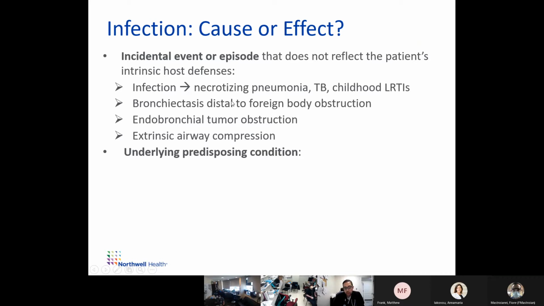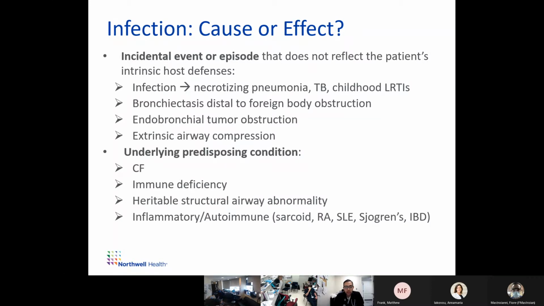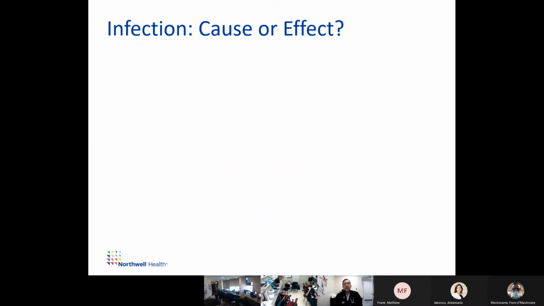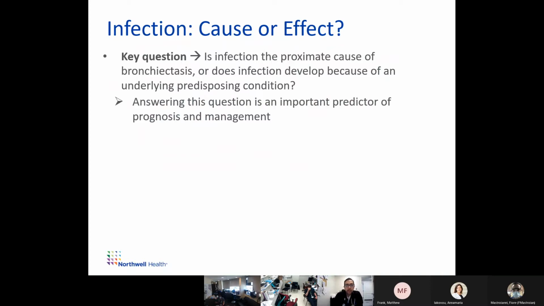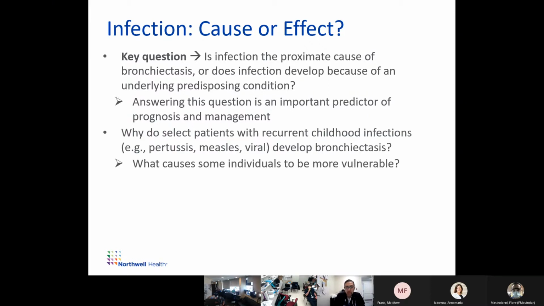So CF being the prototypical type, but other immune deficiencies, heritable structural airway abnormalities, and then the inflammatory autoimmune and alpha-1. And then the key question here is: is infection the proximate cause of bronchiectasis, or does infection develop because of an underlying predisposing condition? And this question is helpful in predicting prognosis, management, and identifying the etiology, and that's very important in managing these patients with bronchiectasis.